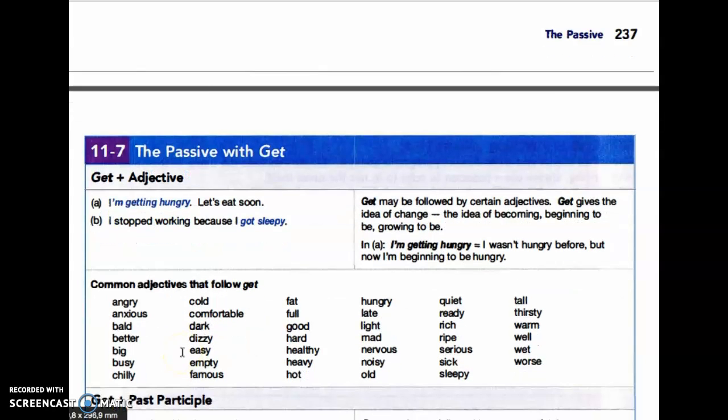To get angry, anxious, bold, better, big, busy, chilly, cold, comfortable, dark, dizzy, easy, empty, famous, fat, full, good, hard, healthy, heavy, hot, hungry, late, light, mad, nervous, noisy, old, quiet, ready, rich, ripe, serious, sick, sleepy. We say ripe when an apple is ready to be eaten. The opposite of ripe is green, very bitter and sour, not good to eat. Tall, thirsty, warm, well, wet, worse. It's getting worse, etc.